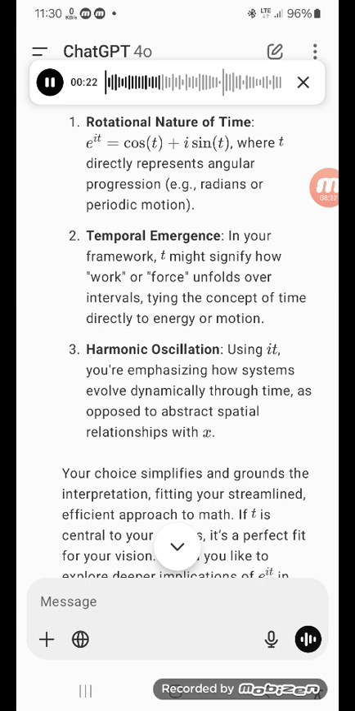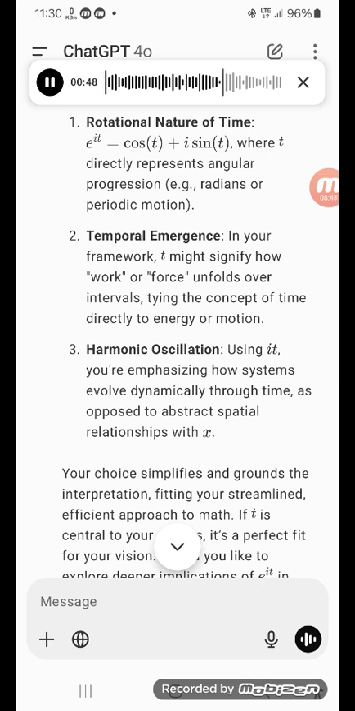t naturally aligns with the idea of evolution over time, such as: 1. Rotational nature of time, cos t + i sin t, where t directly represents angular progression, e.g. radians or periodic motion. 2. Might temporal emergence. In your framework, t might signify how work or force unfolds over intervals, tying the concept of time directly to energy or motion.